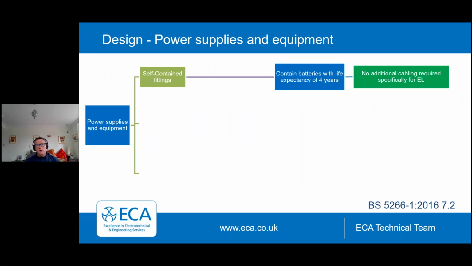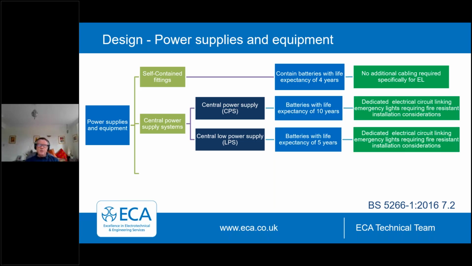Now, that has implications, of course, on the power supplies and the equipment. What I'm talking about here is if we are going to be using self-contained light fittings, other considerations when we are considering our design that we need to think about. These are generally cheaper, because by and large, these are the day-to-day lights that we're using, and we don't need to consider any additional cabling required.